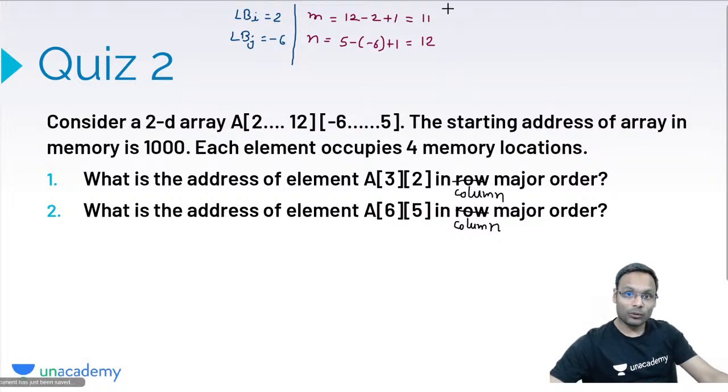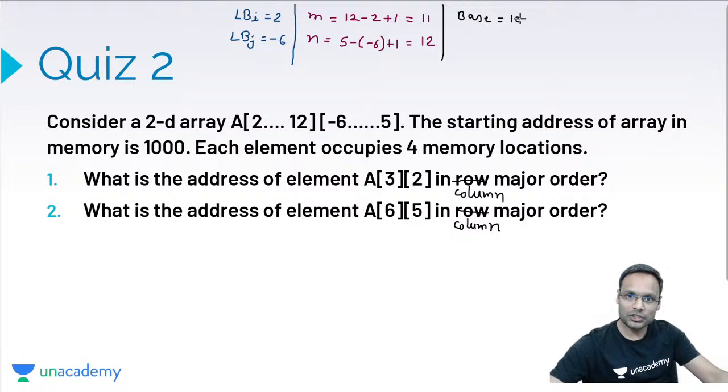Fine. Now given in the question, what is the base address? 1000. What is the space occupied by each element? 4, meaning W given is 4. Calculate the first question's answer.